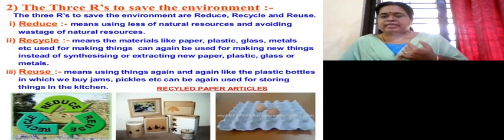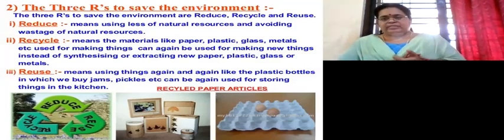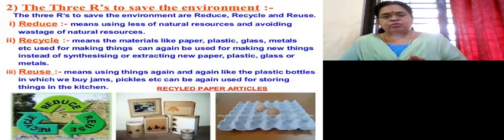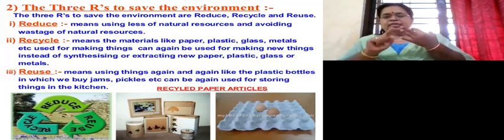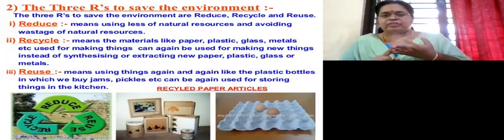Reduce means using less amount of natural resources and avoiding their wastage. Don't use things unless you are in need of them. Don't use electricity unnecessarily. Don't use water unnecessarily. Don't damage soil or land unnecessarily. So these are different means of reduce.